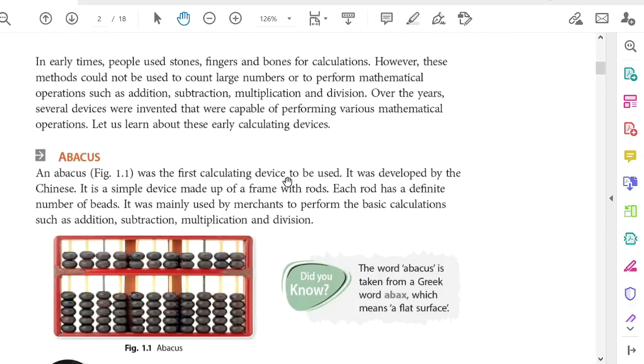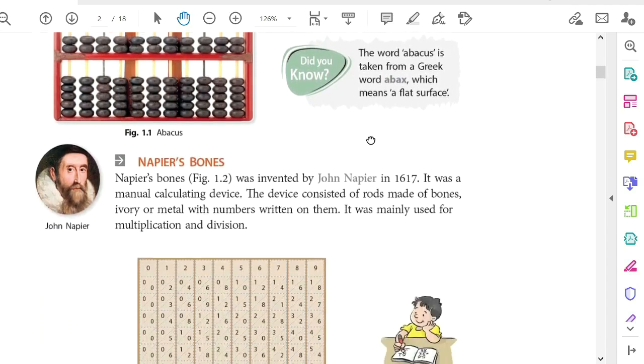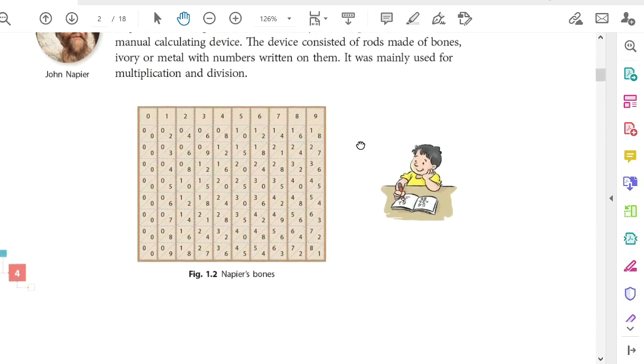It was the first calculating device to be used and it was developed by Chinese people. The word abacus is taken from the Greek word abas, which means a flat surface. Then Napier's bone. It was invented by John Napier in 1670. It was a manual calculating device. This device consists of rods made up of bones, ivory and metals, mainly used for multiplication and division.